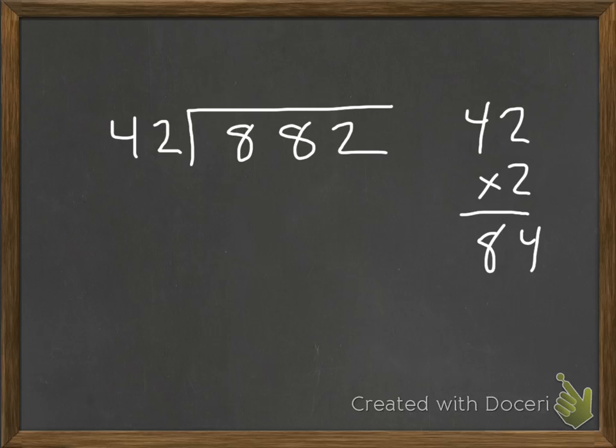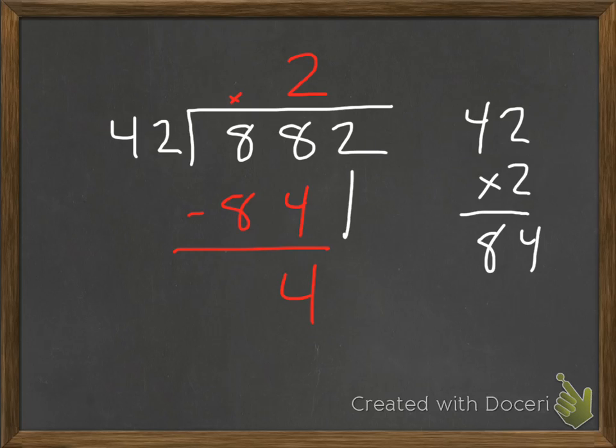Now, 42 is not going into 8, so I don't want to put the number there. 42 is going into 88 two times, so I want to put that over the 88. 2 times 2 is 4. 4 times 2 is 84. 88 minus 84 is 4.